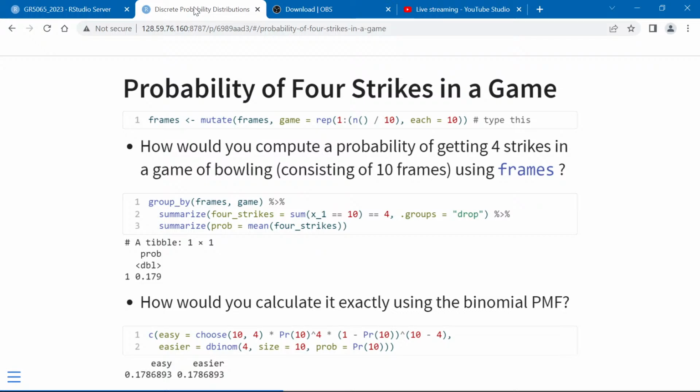Either the modern way or the ancient way? Yes? When we're doing the 4 choose 10 in the easy version, that 10 is the number of frames in a game, not the number of pins in a strike, right? Right. And then the 4 is the 4 success outcomes, which is the strike in X1. Yeah, so if we wanted the probability of 3 strikes in a game of bowling, we could evaluate either of these with 3 rather than 4, but n would still be 10. That's under the rules of bowling, basically 10 frames per game.